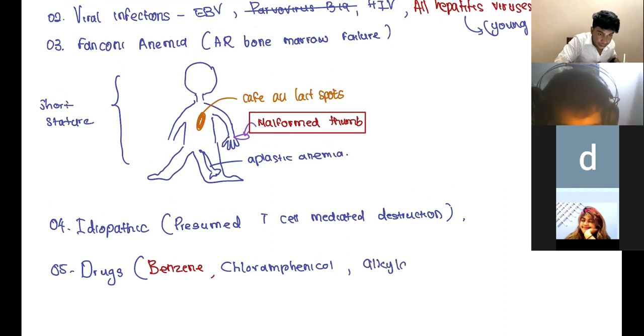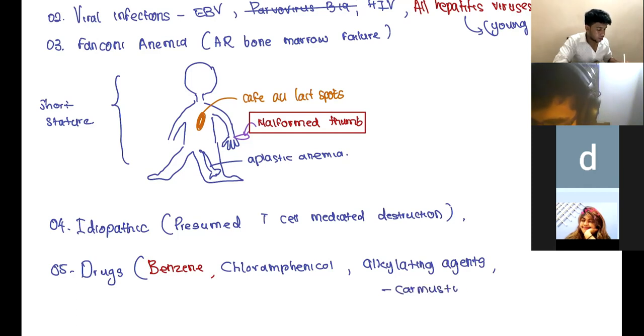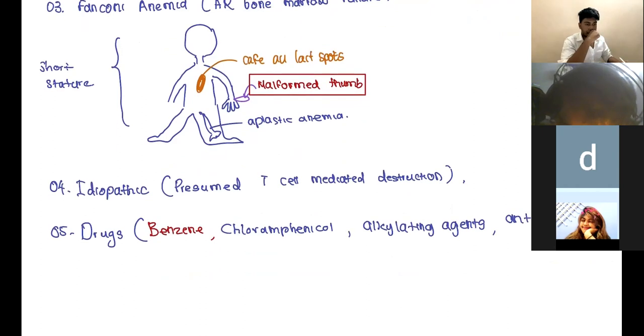Alkylating agents. I talked about one, carmustine. I don't write this. NMU people, don't forget this drug. Okay. Then cyclosporine, all of those. Those are alkylating agents and antimetabolites. These are the drugs. Oh, sorry, these are the causes.